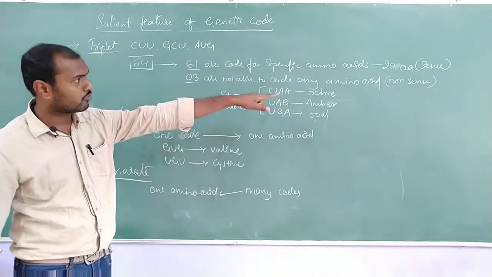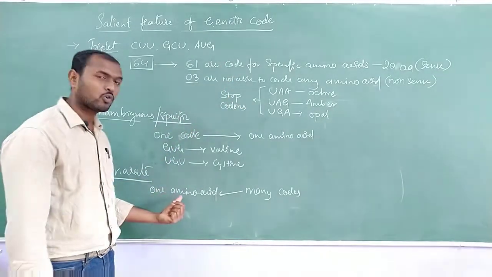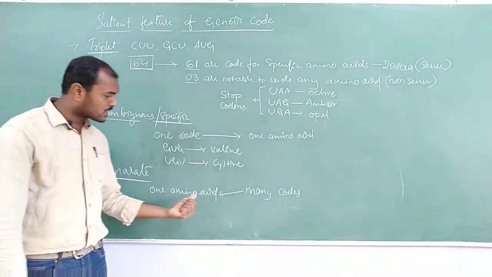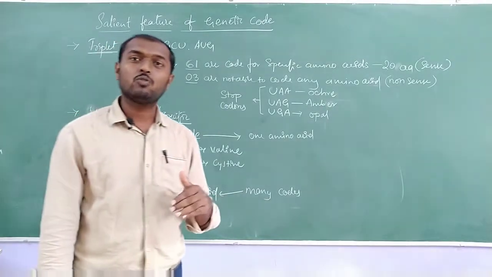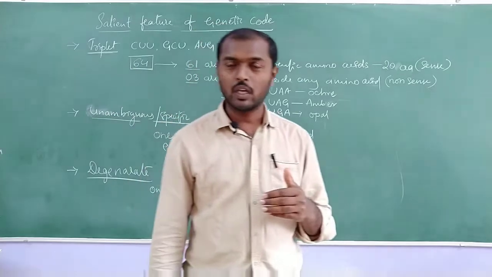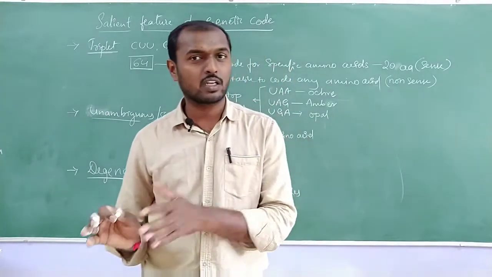That is the answer that we have raised here. That answer you are going to get here. That is, one amino acid can be coded by many codons. So we have 61 codons and we have only 20 amino acids.